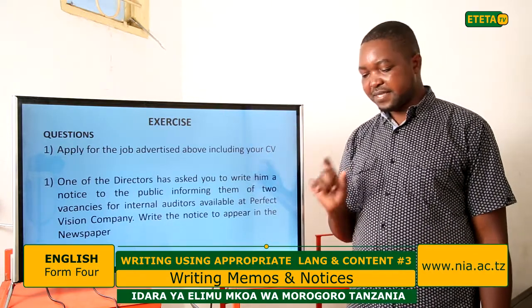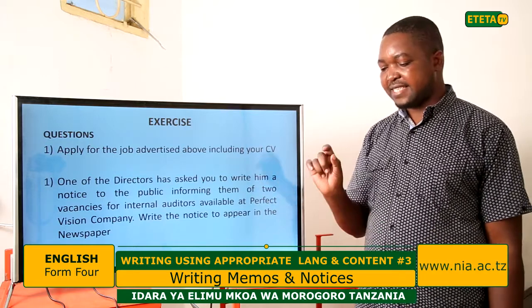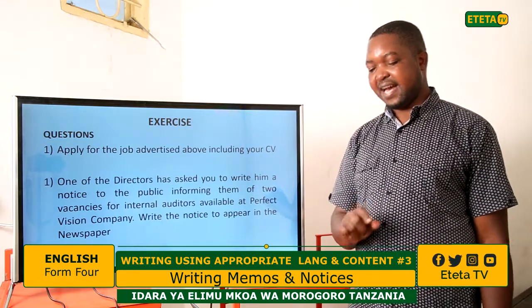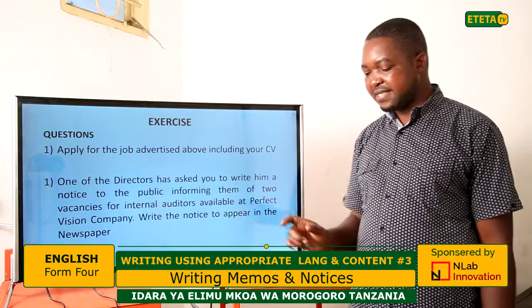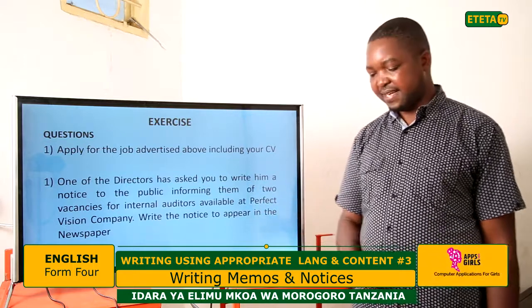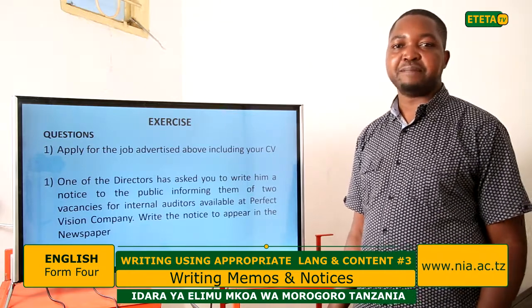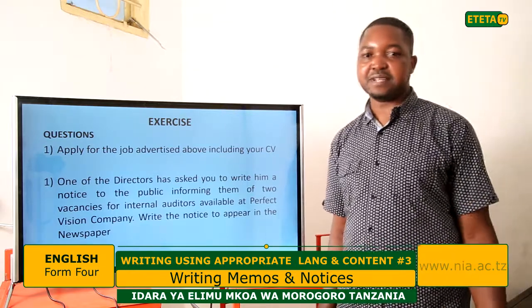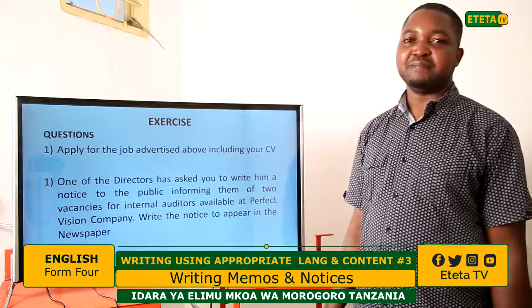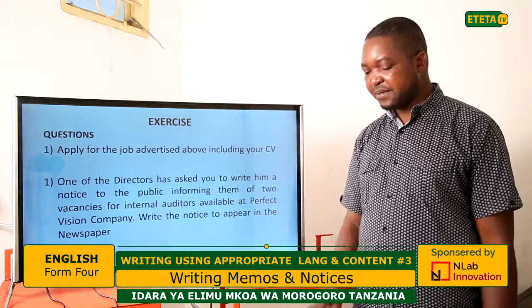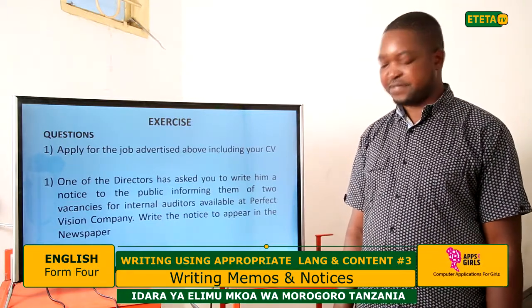And what is that vacancy for? It is for the internal auditor. And what is the company? The company is Perfect Vision Company. And you have to write the notes to appear in any newspaper of your choice. It can be a daily newspaper, a Tanzania newspaper, or any other type of newspaper.